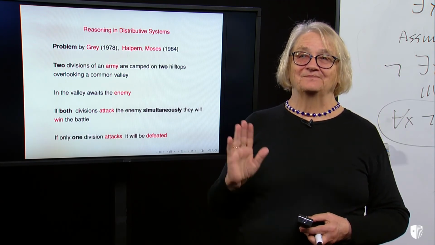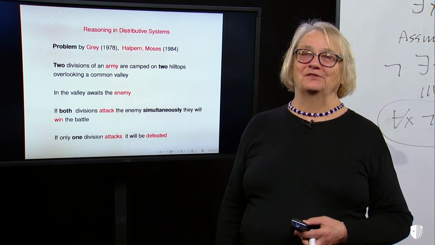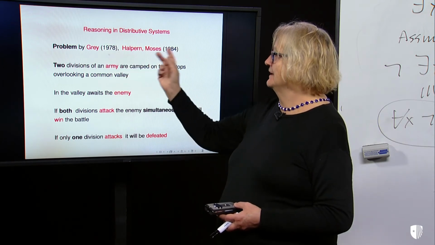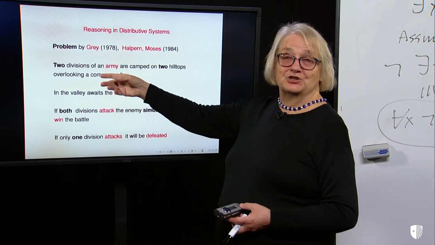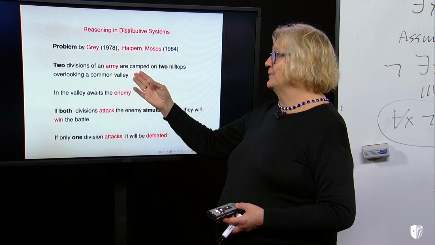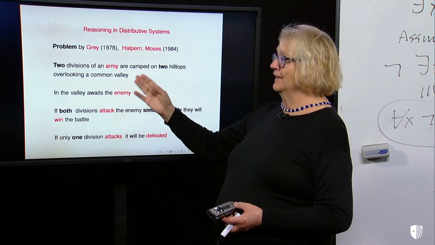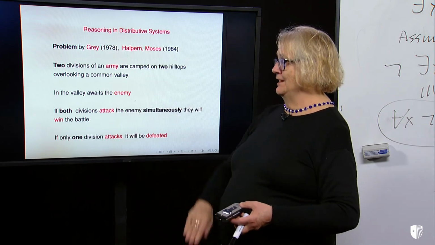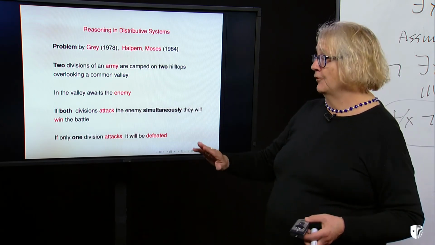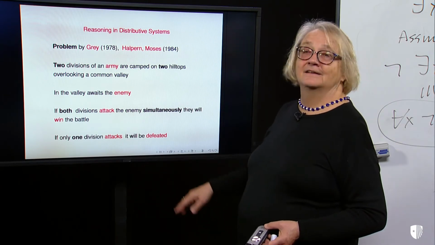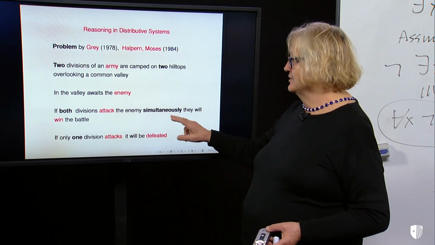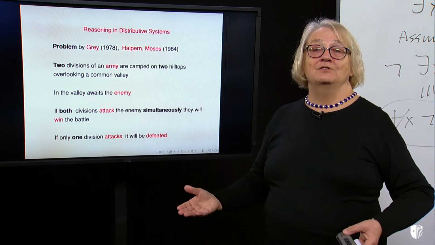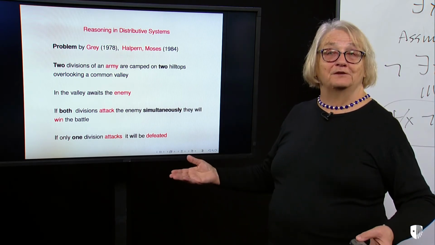So, reasoning in distributed systems. You have problem 7884. Two divisions of an army camp on two hilltops overlooking a common valley. In the valley, there is an enemy. If both divisions attack the enemy simultaneously, they will win the battle. If one division attacks, it will be defeated.